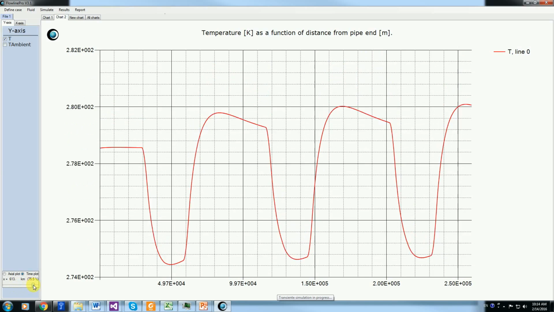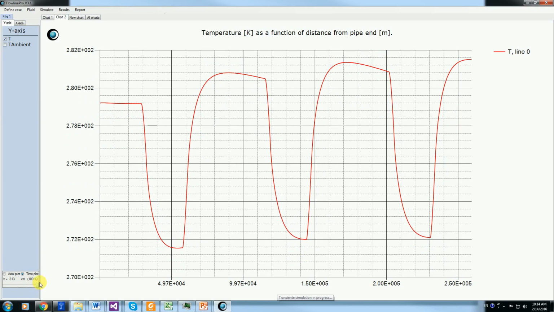But once we get closer to the outlet, the temperature changes are a bit more significant. So we see the highest temperature we will experience then is 282 Kelvin, something like that, and the lowest are 272 Kelvin. We could look at the ambient temperature as well.